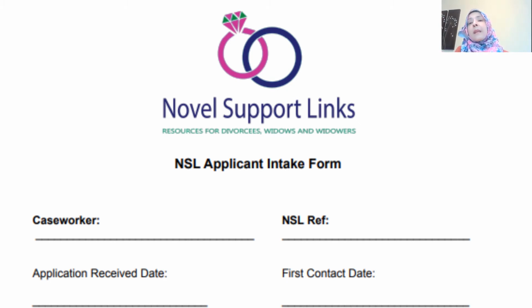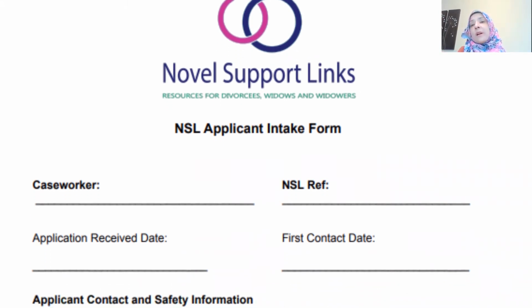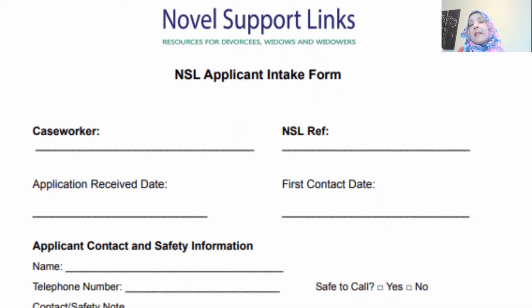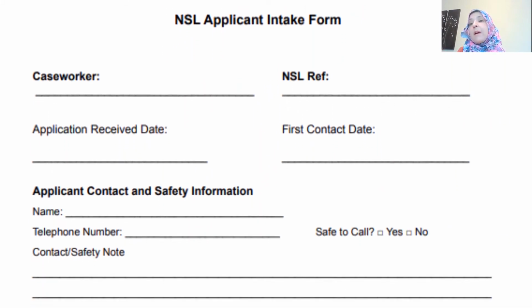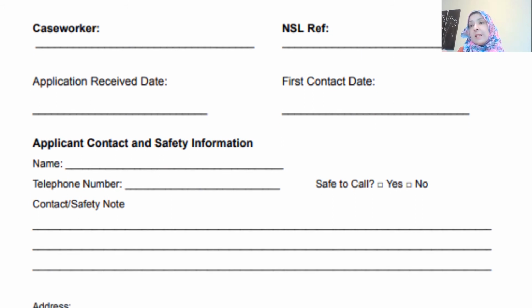Here, this is where the caseworker puts in the date that the application form was received by them and the first contact date. This means the first time they contacted the applicant to set up the meeting.